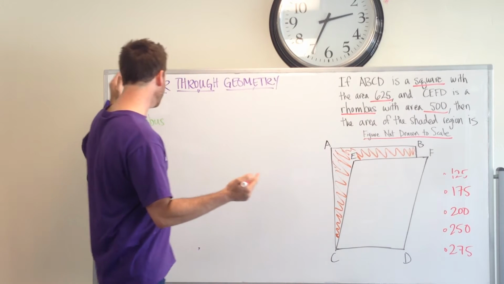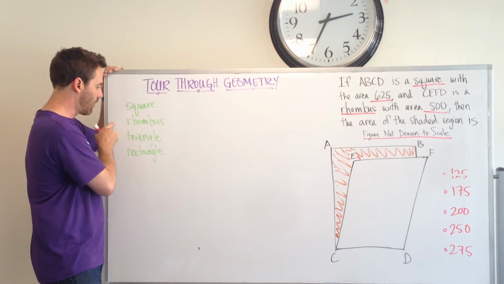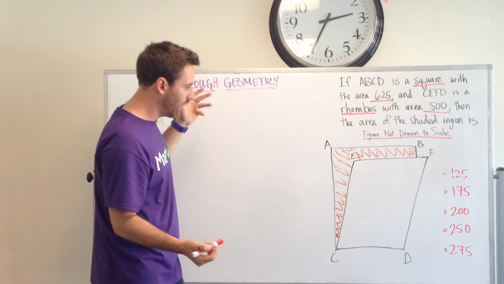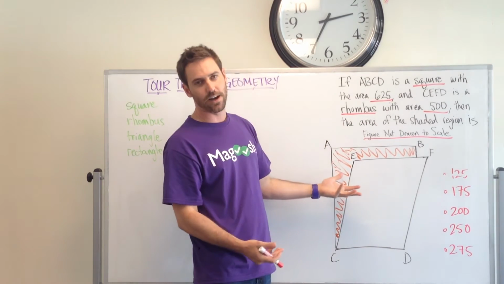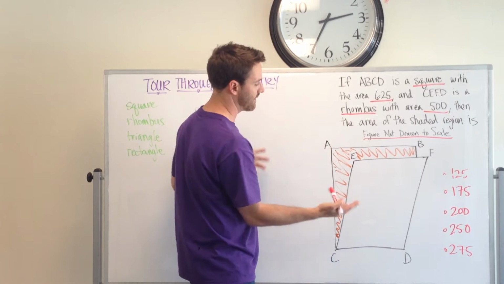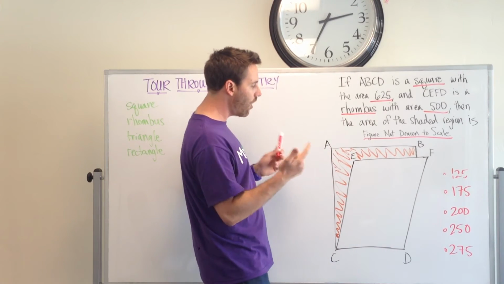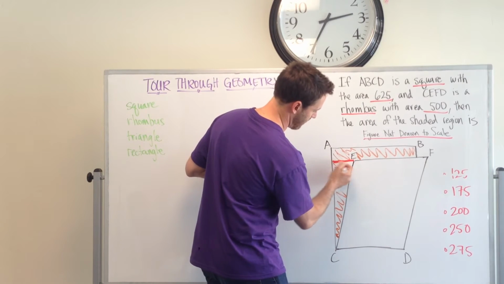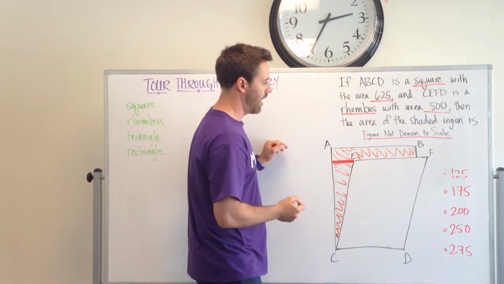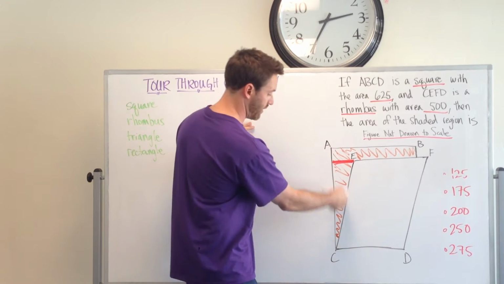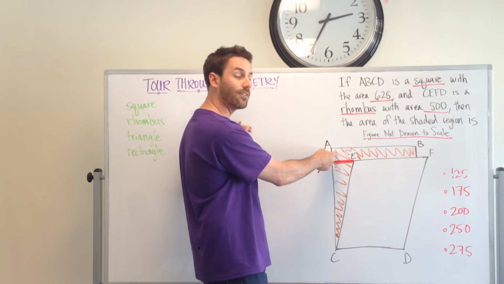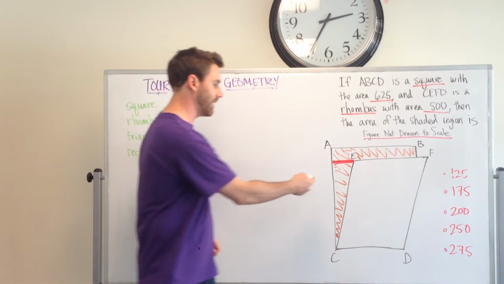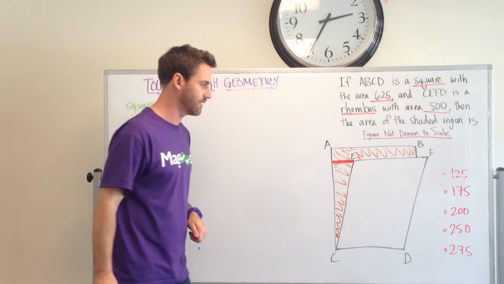Ultimately, I know I'm dealing with a square, a rhombus, a triangle, and a rectangle. I'm given the areas, so I know I'm going to have to find the sides of these shapes. I also know that if I draw a line right here, let me make that easy to see, I have a rectangle now, and then a triangle. If I find the area of this rectangle and the area of this triangle and add them together, then I'll know what the area is of these shaded regions.